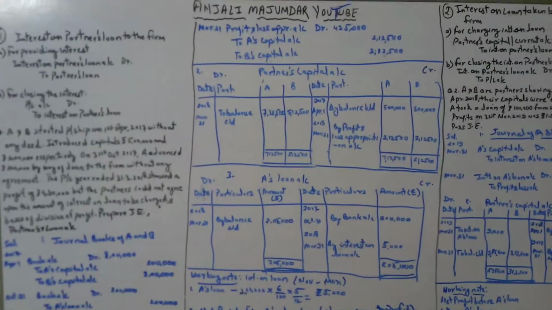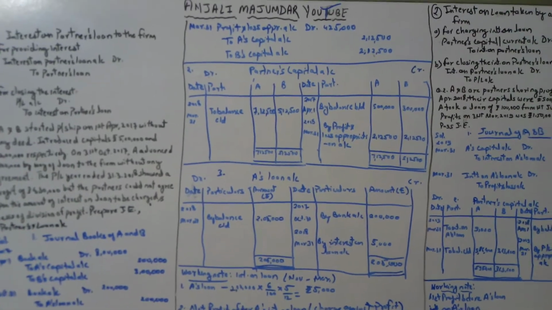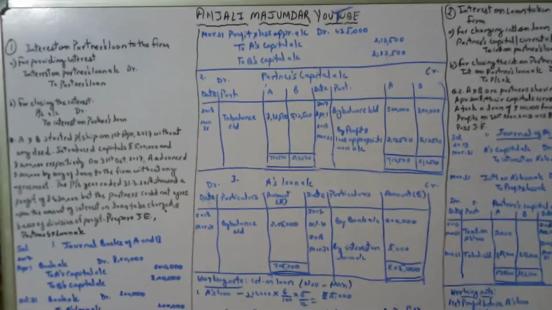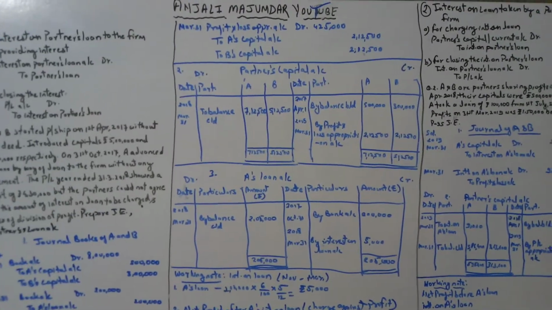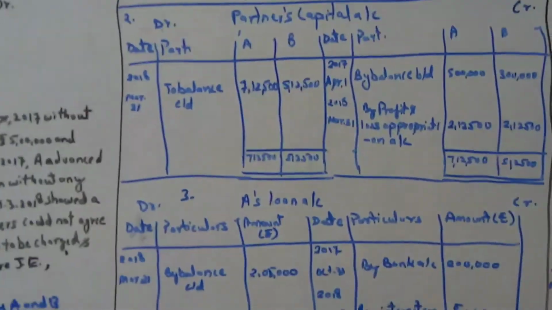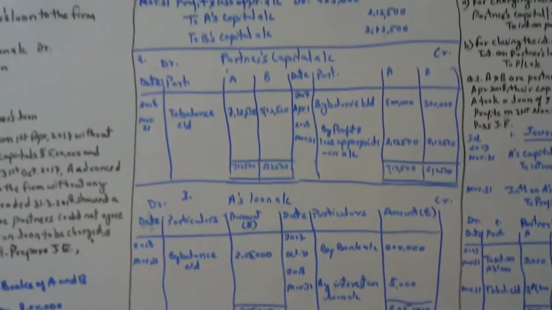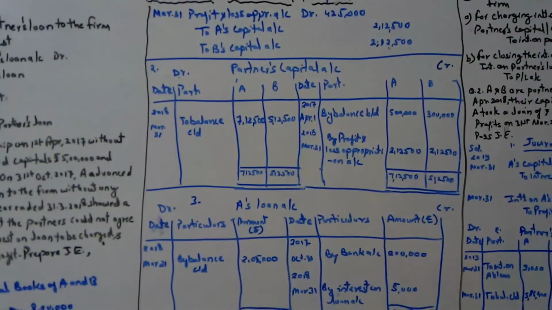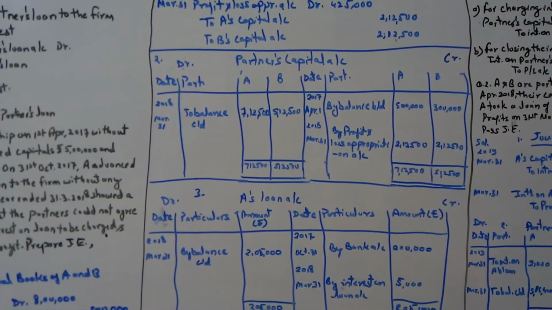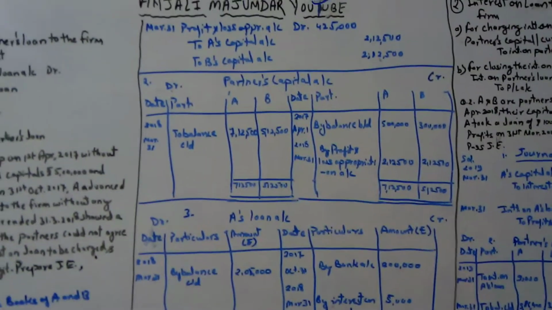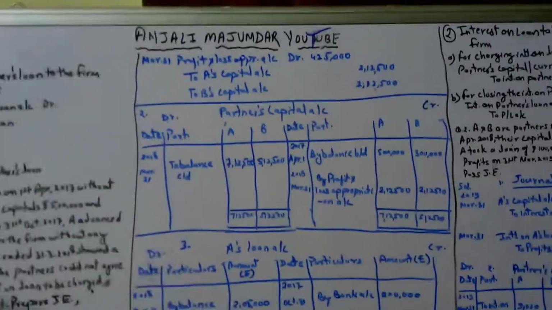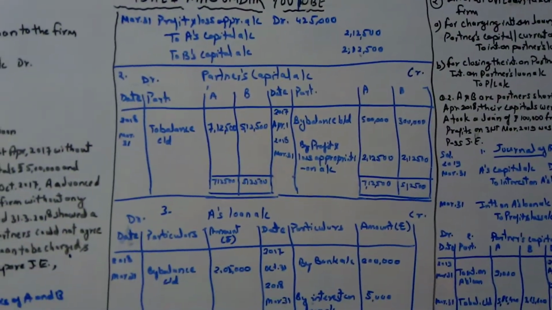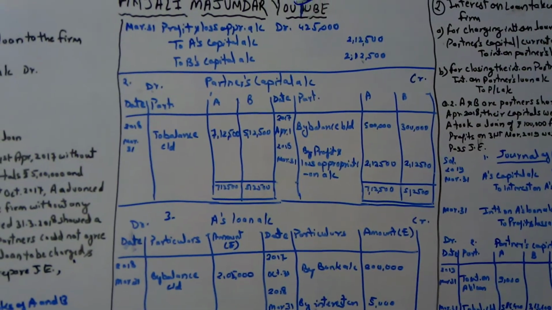This balance brought down is nothing but the capital being brought, which is 5 lakh and 3 lakh. Then second, on 2018 year, March 31st, by profit and loss appropriation account. So the profit which is given here will be transferred in the credit side, 2,12,500 and 2,12,500.